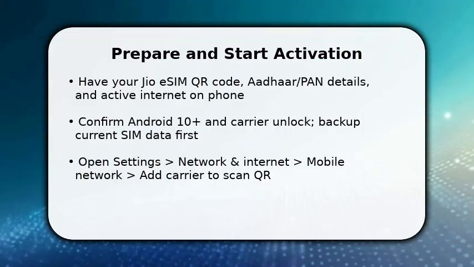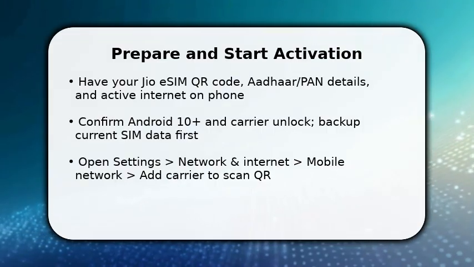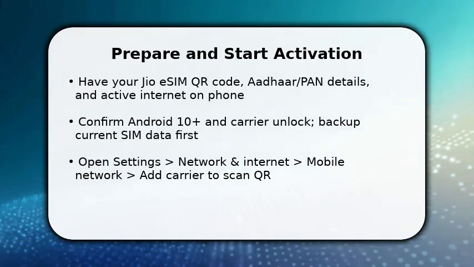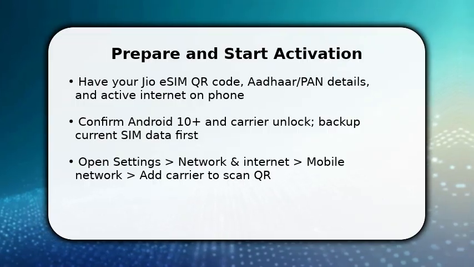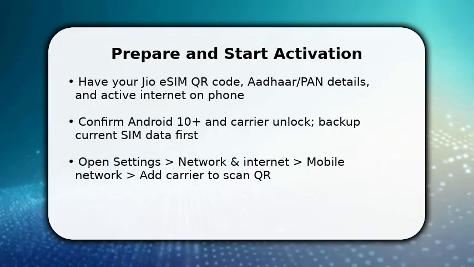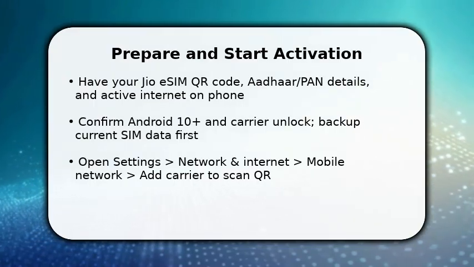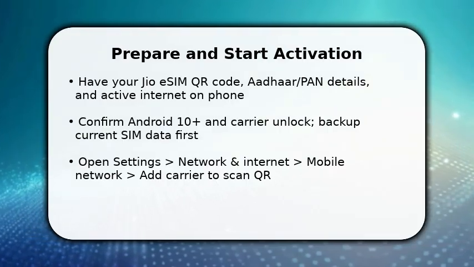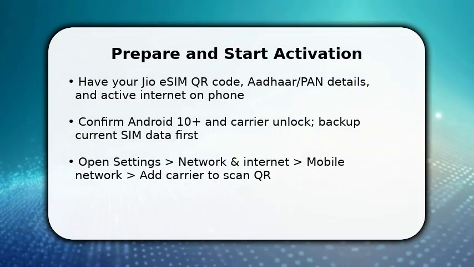Enjoy the video. You begin by gathering essentials: the Jio eSIM QR, ID details, and a working data connection so the phone can fetch the profile. Make sure your Android is compatible and unlocked. This avoids install failures. Once done, go into Settings, then Network and Internet, and choose Mobile Network. Tap Add Carrier to start the QR scan flow.